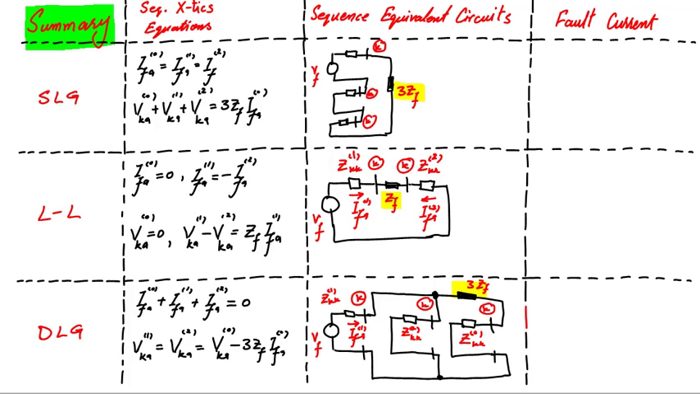Now here I will write the three equations according to the definition of fault current in these three faults. As per the definition of single line to ground fault, fault current is phase A current, and in terms of sequence components, fault current is 3 times zero sequence current. And in case of line to line fault, as per its definition, fault current is phase B current, or it is equal to minus phase C current. So this is the fault current.